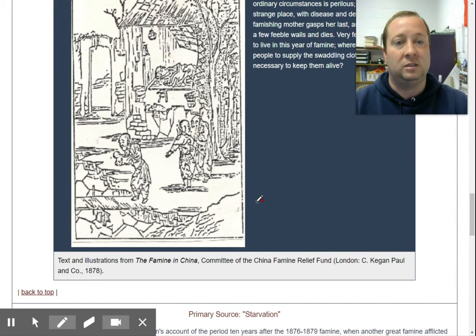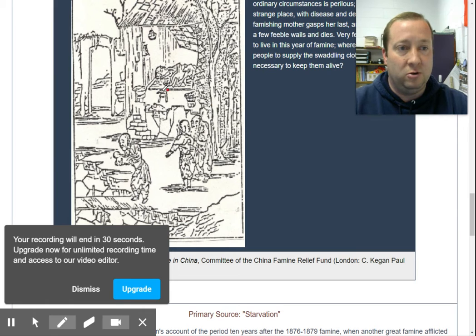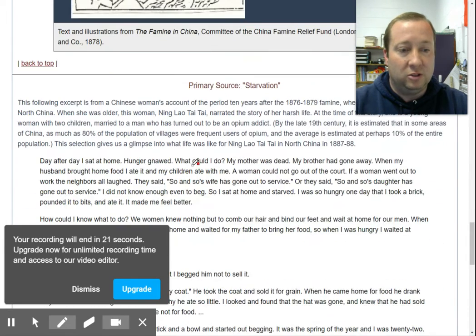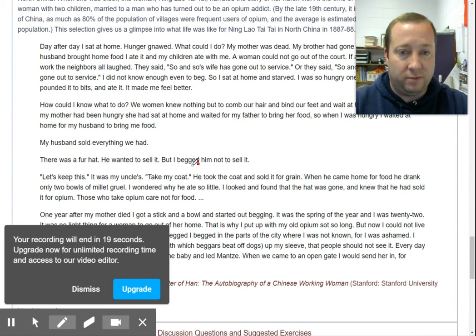So here's a picture of a lady who just gave birth to a baby and is pretty much dying. You look at the person who did survive, skin and bones, right? Things are really, really rough.